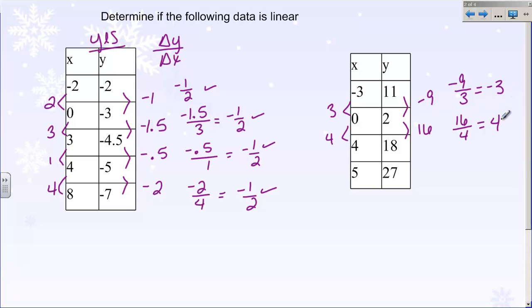These two slopes are not the same. I don't even need to check the next two pairs of points because these two slopes aren't the same. Therefore, my data here cannot be linear. This will not make a straight line. If I plot these points on a graph, it won't be a straight line. It'll probably be a curvy, little wavy kind of thing. But it is definitely not a straight line because the slopes are not the same.